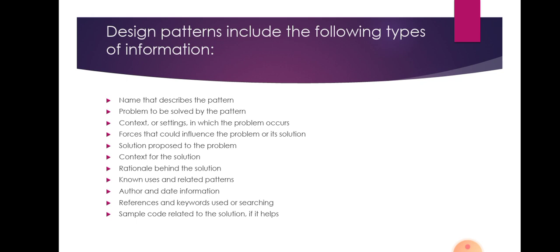Design patterns include the following types of information: name that describes the pattern, problem to be solved by the pattern, contexts or settings in which the problem occurs, forces that could influence the problem or its solutions, solution proposed to the problem, context for the solution, rationale or the reasoning behind the solution, known users and related patterns, author and date information, references and keywords used for searching, sample code related to the solution if it helps.